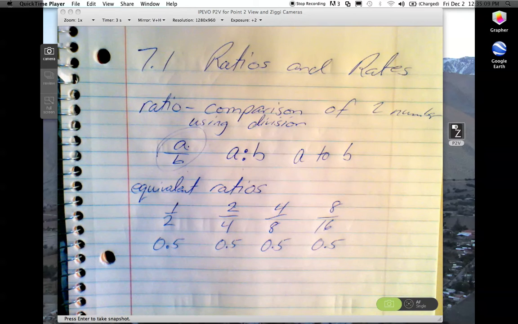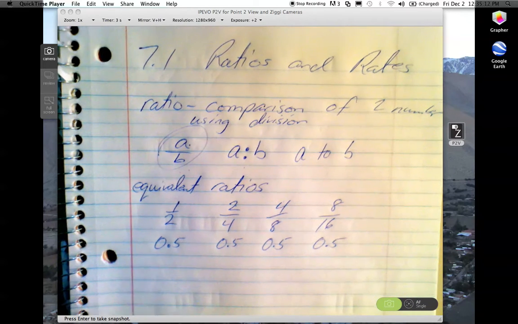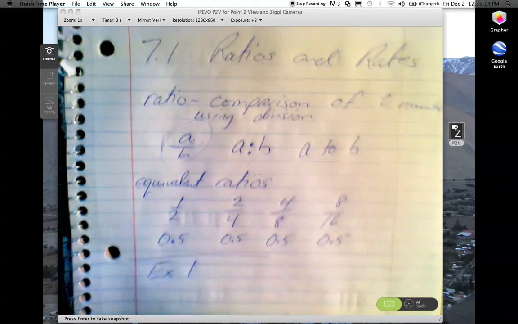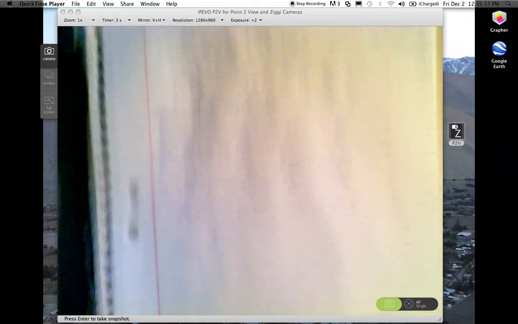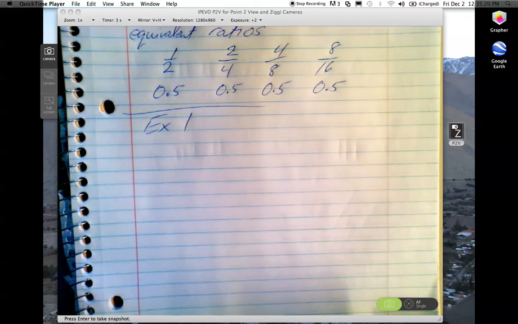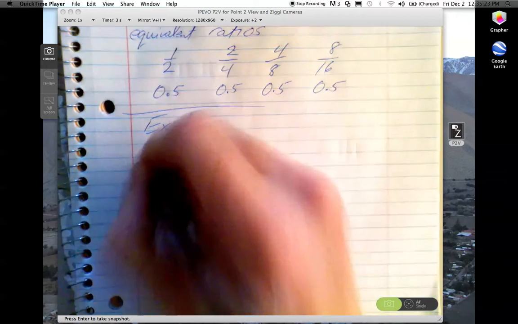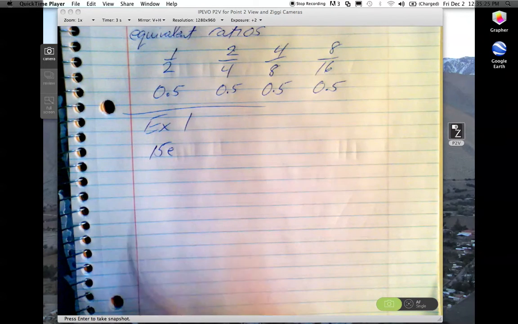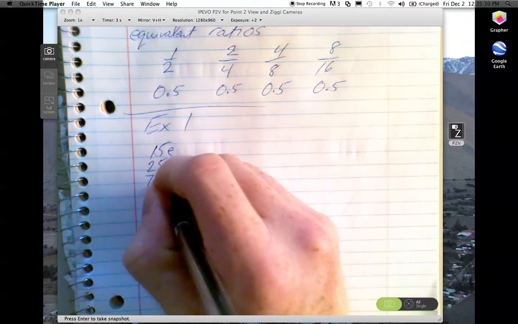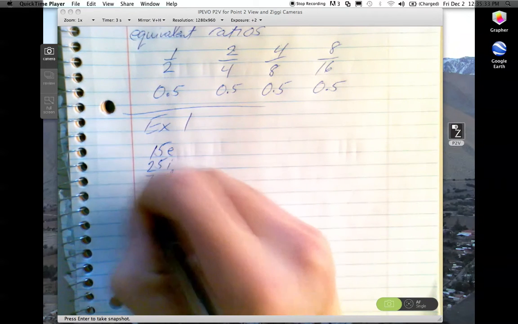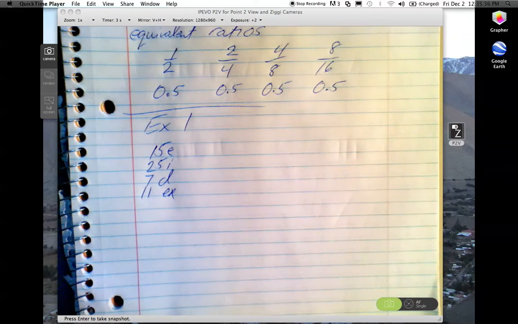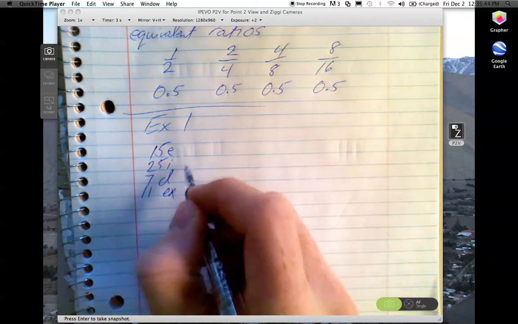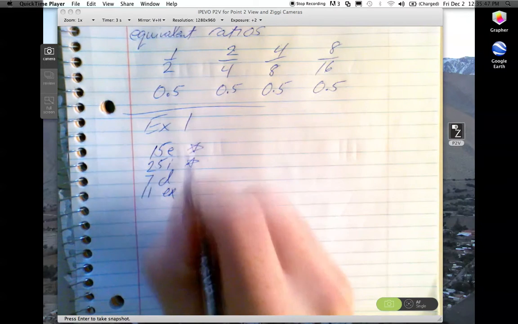So let's take a look at example 1 on page 344. All right, on example 1, we are given the following information. A ski resort has 15 easy, 25 intermediate, 7 difficult, and 11 expert trails to ski on. And we're going to write a ratio of the intermediate trails to the easy trails in 3 different ways. So we're going to be using intermediate compared to easy right here.